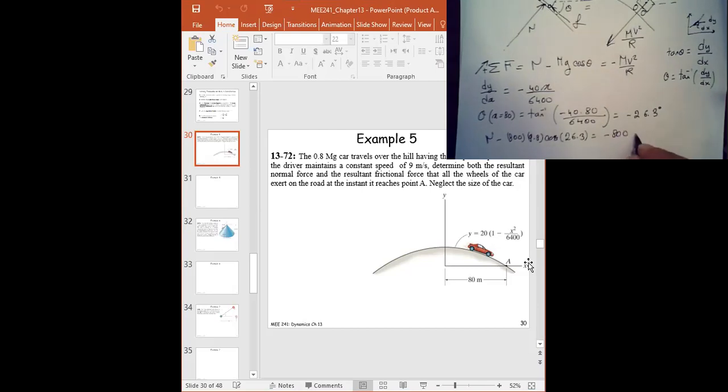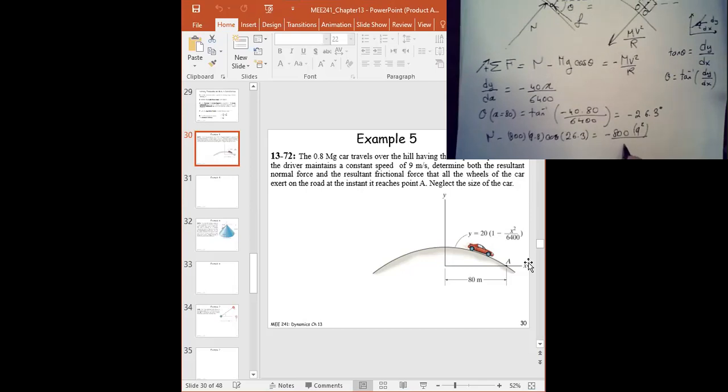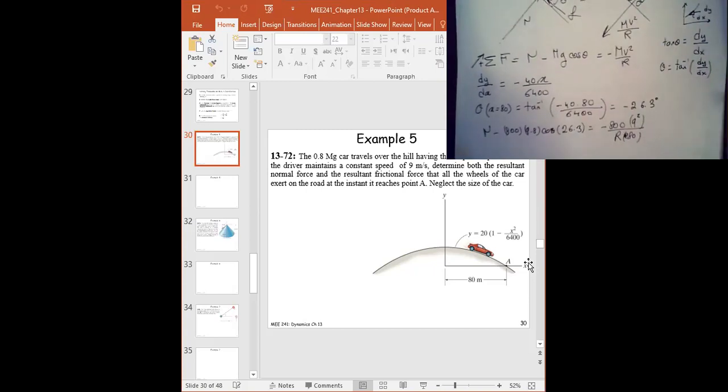v squared. What was the velocity? 9 squared divided by the radius. Okay, so we still need the radius of curvature. How do I find the radius of curvature? So r at 80 meter, right? There is a formula for it. Do we need to do that? Okay, let's do that.